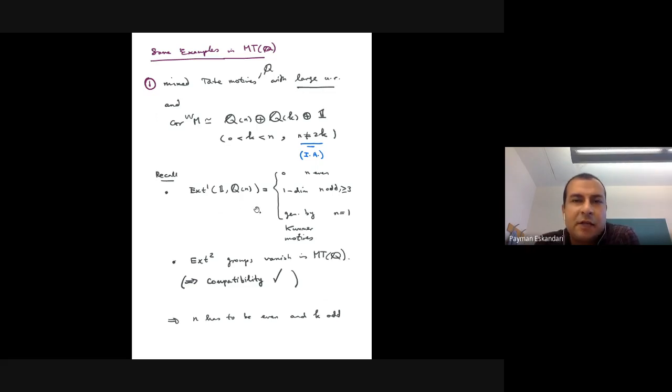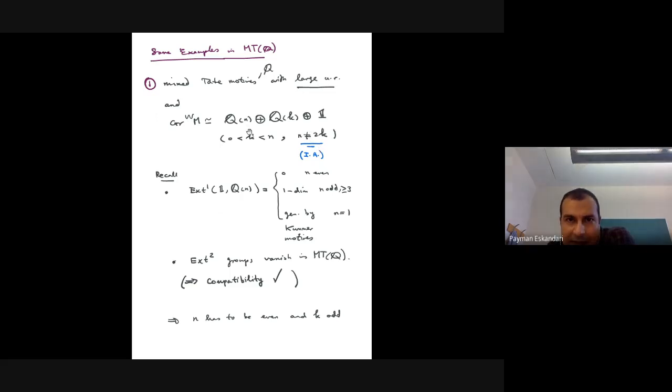So let's look at mixed Tate motives over Q, which have a large unipotent radical, and their associated graded looks like this: three-dimensional, with three different weights. And I'm going to assume that your independence axiom holds. All of this breaks down if your independence axiom doesn't hold.